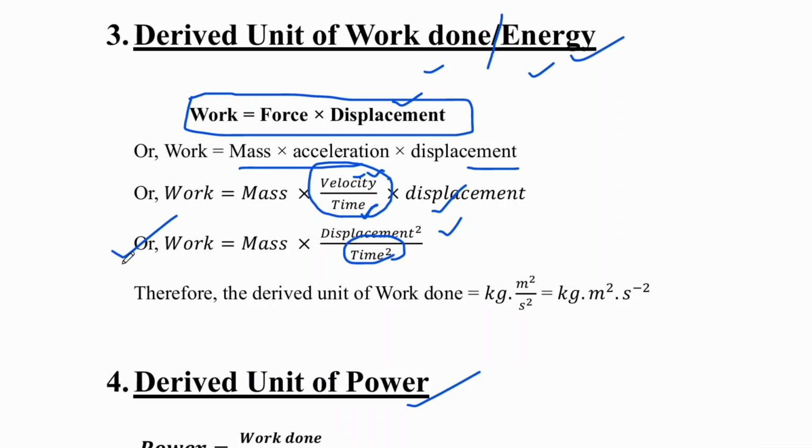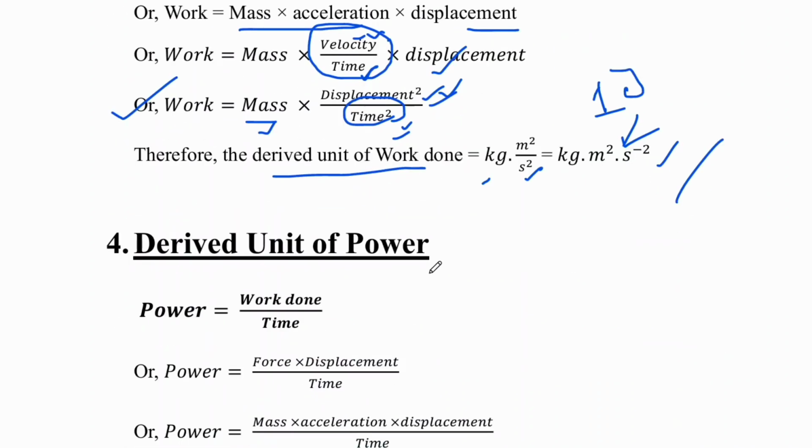Hence the formula for the work done in terms of the fundamental physical quantity is mass into displacement square by time square. Hence the derived unit of work done can be written as kg for the mass, and meter square for the displacement square, and second square for the time square. And after simplifying we are getting kg meter square second to the power minus 2. This is the derived unit for work done as well as for the energy, and this is nothing but joule. In the SI system, work done has the unit of joule and energy also has the unit of joule. So 1 joule is nothing but 1 kg meter square second to the power minus 2.